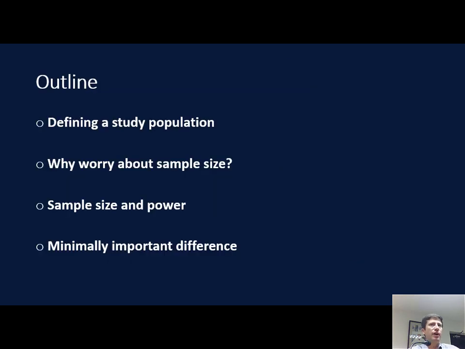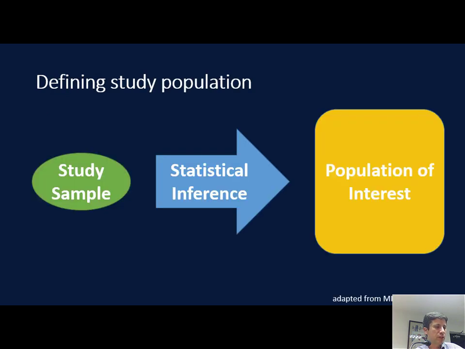So we'll talk about study population, which is really important to understand how we define a study population, because that's the population from which we sample. So that kind of precedes any conversation about sample size. Again, we'll talk about why we're going to worry about sample size. We'll distinguish between sample size and power. And we may talk a little bit about minimally important differences, but we'll see if we have time to get into that.